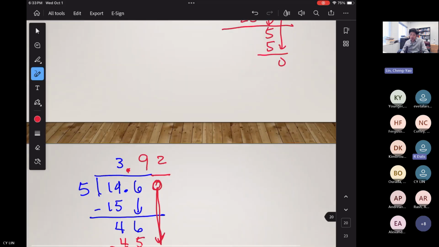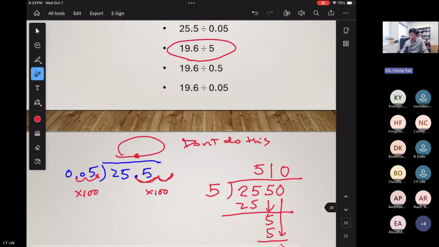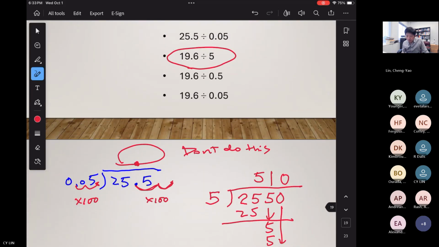How about doing this problem? Try the second problem: 19.6 divided by 0.5.